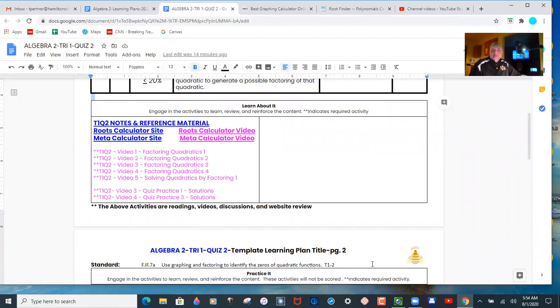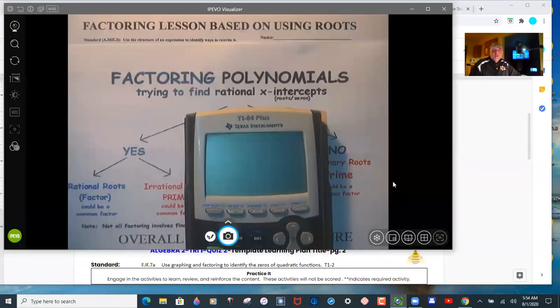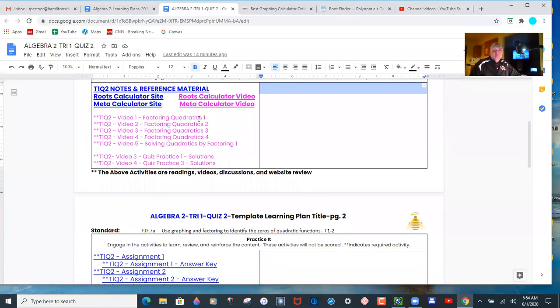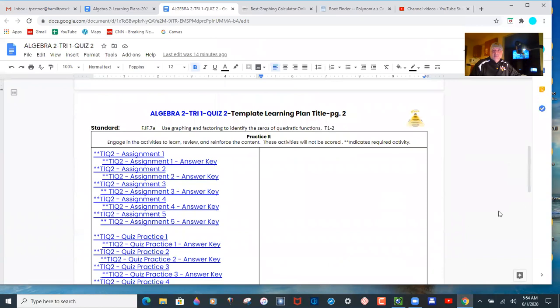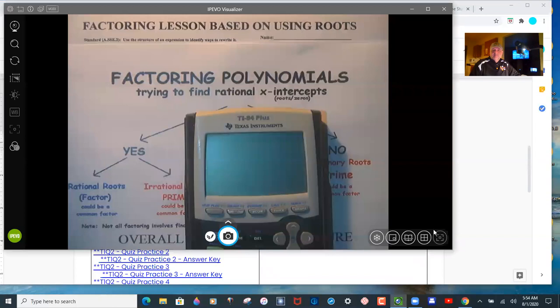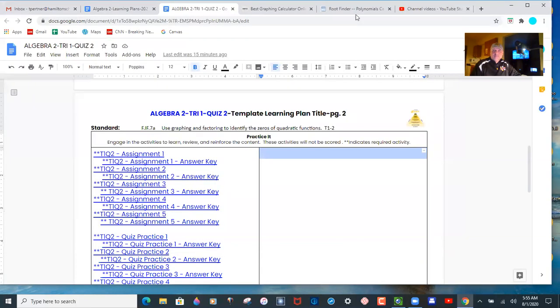Okay, so we are in the first assignment here, which is the first video and the first assignment that you see there. You're going to need technology to help you, because we're going to have to find the roots, the rational roots to be exact, of quadratics, or polynomials for that matter. And there's two ways, with a graphing calculator and online. So let me just show you online to start with.